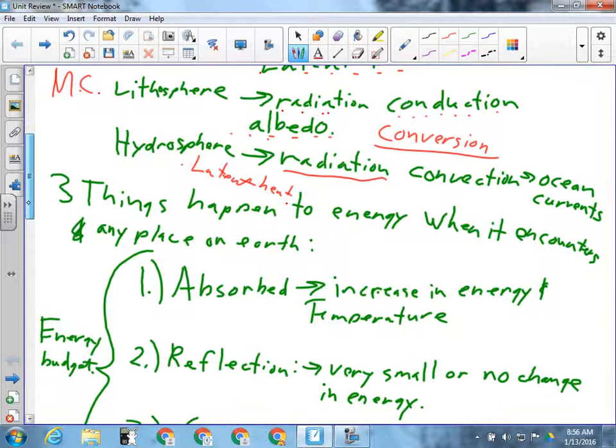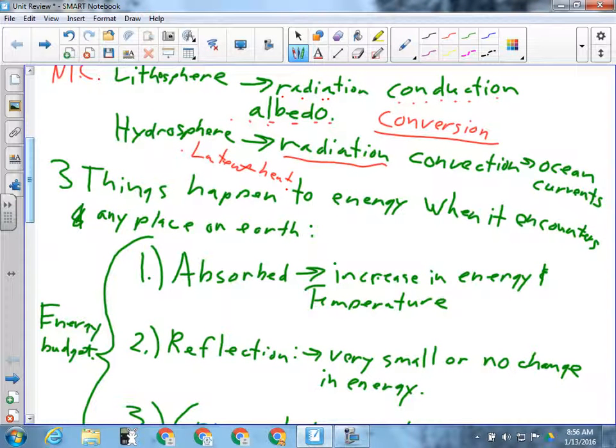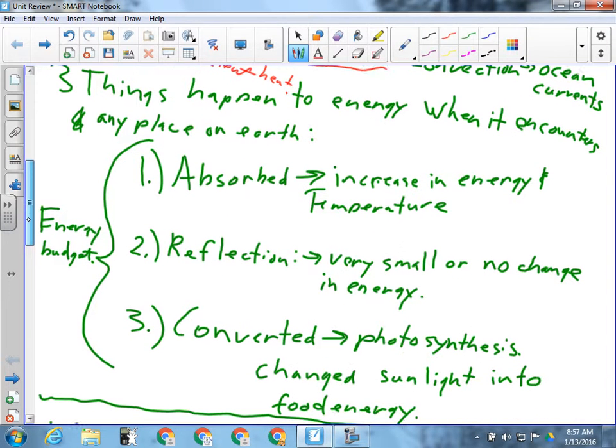So if it's being absorbed, then there's going to be an increase in energy, and that means an increase in temperature because it'll be kinetic thermal energy. It could also be absorbed and then turned into latent heat. That could also be part of what goes on there. It could be reflected, and that means there's basically no change in temperature because it's just bouncing right off. Or it could be converted by photosynthesis, and that changes sunlight into food energy, and that's where all food chains start. So that's obviously a very important part of what happens to light.